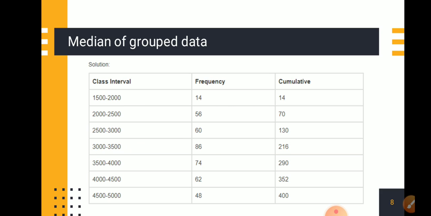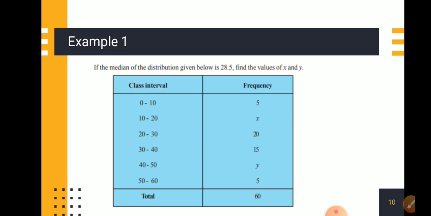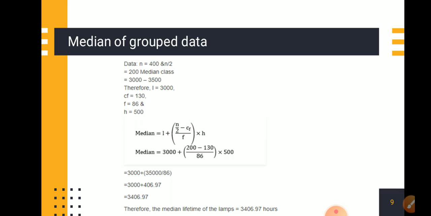Let us substitute the formula. N is 400, so 400 divided by 2, 200 is n by 2. Median class is 3000 to 3500. L is 3000, I just explained. So substituting all the values, when we solve, we can find out the median lifetime of the lamps.